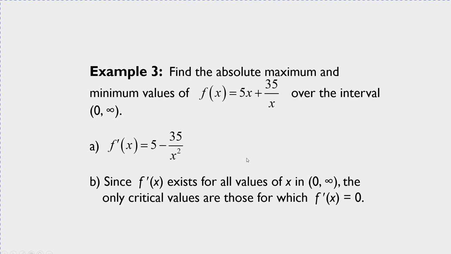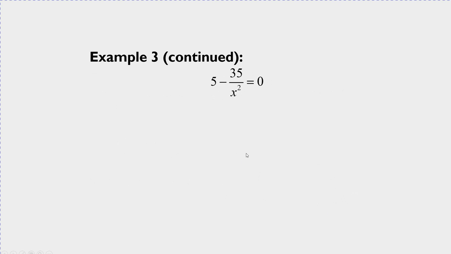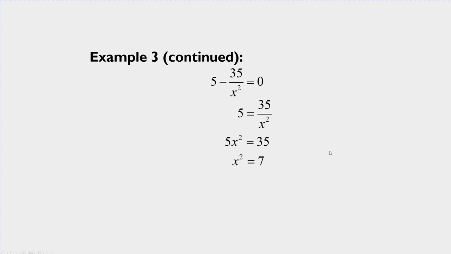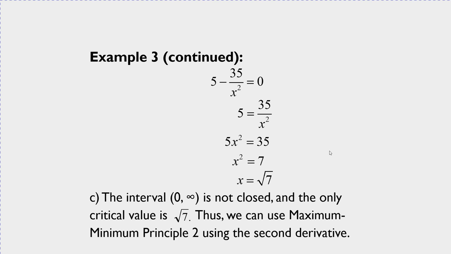So you just need to look where that happens. To solve this, you set it equal to 0. Let's add this over. Next, we're going to cross multiply and divide by 5. And the reason here, when you get x squared is equal to 7, I'm only listing one solution. It's the square root of 7. Again, that's because I'm asking you to look over the interval from 0 to infinity, so just positive values. The interval 0 to infinity is not closed, and the only critical value is the square root of 7. So again, there's only one critical value.